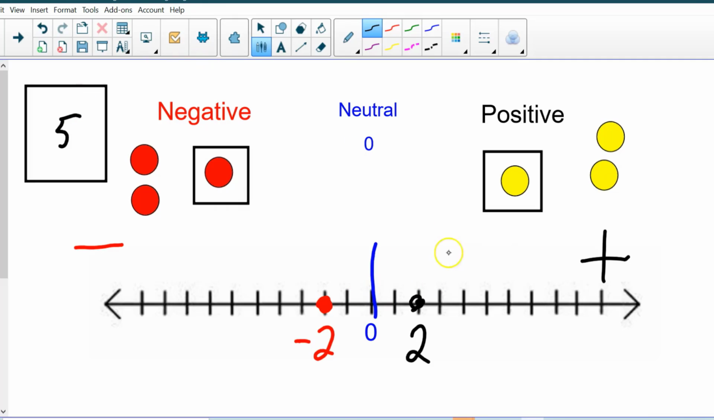So where is that going to be? Well, it's positive, so it's going to be on the right side of 0, and it's going to be 5 spaces away from 0, so it's 1, 2, 3, 4, 5. So here is where positive 5 will be. So we'll just move that over to positive 5.